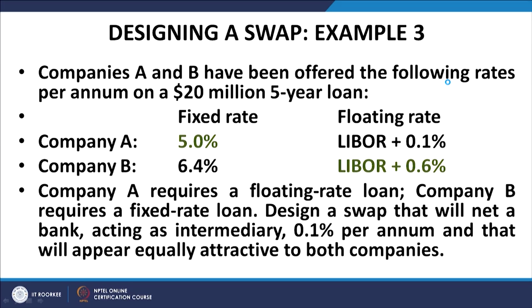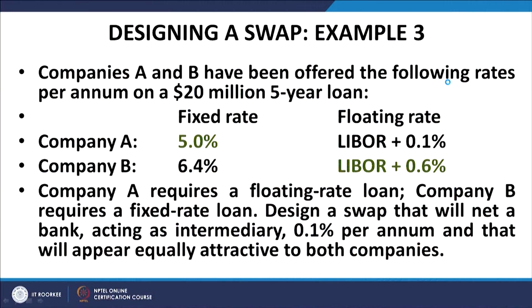A requires floating rate funding. Therefore, if it goes to the market, it would get LIBOR plus 0.1%. You deduct a saving of 0.4%. So, A's net cost after the swap would be LIBOR minus 0.3%, whereas B requires fixed rate funding, for which it would cost 6.4% if it had gone for the fixed rate funding direct from the market, but through the swap it will get funding at 0.4% less, that is at 6%.